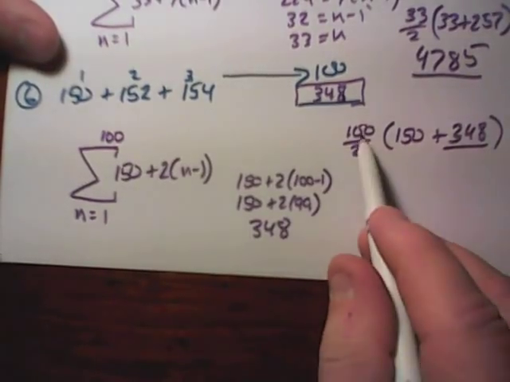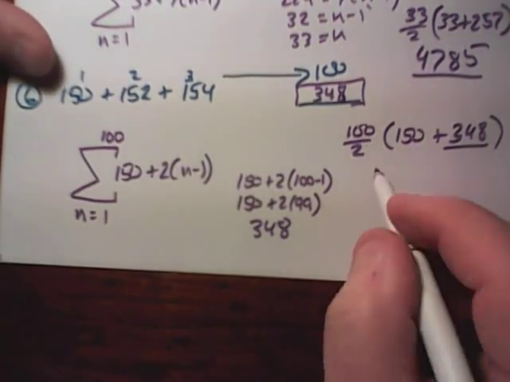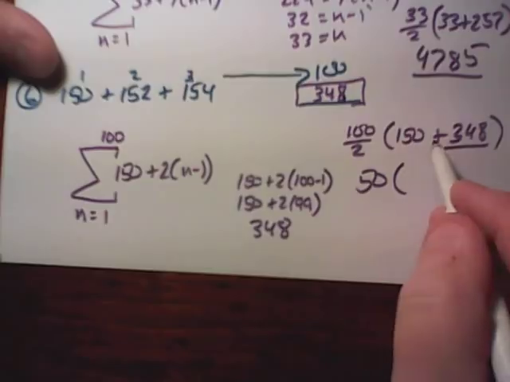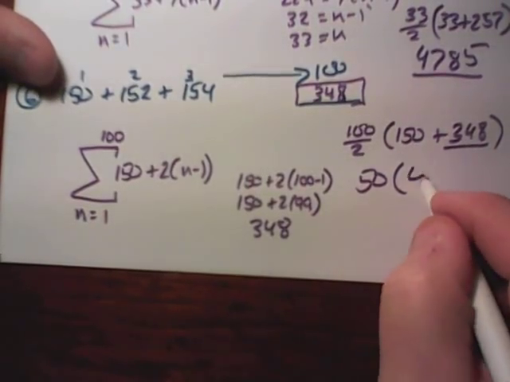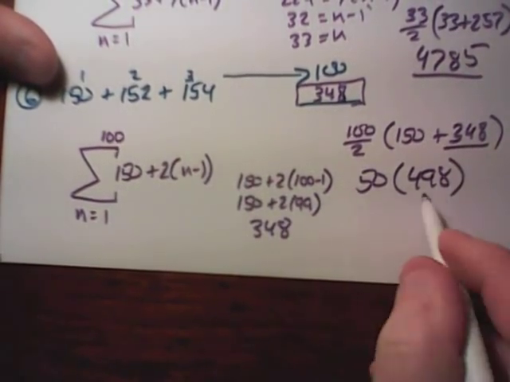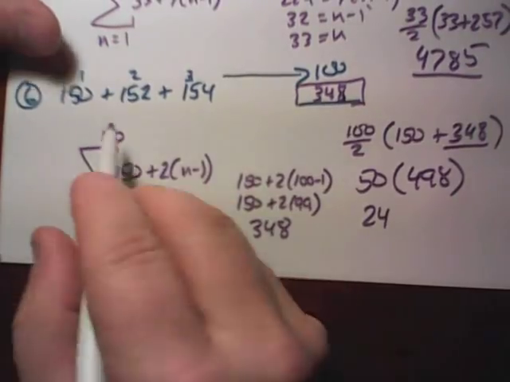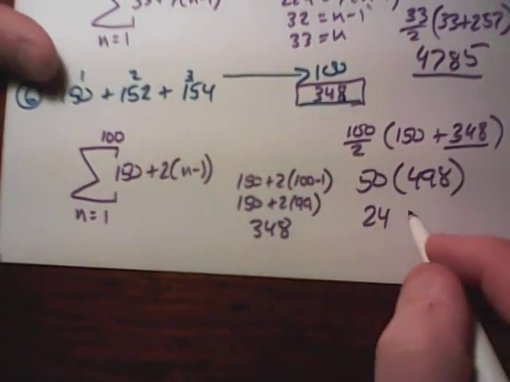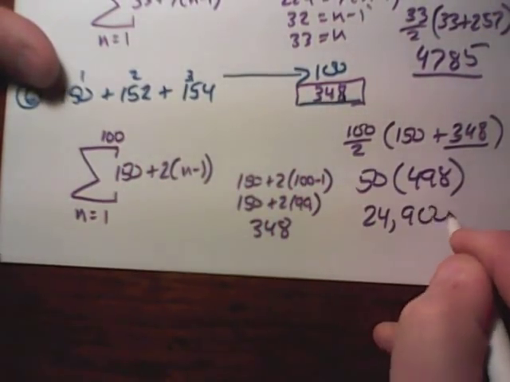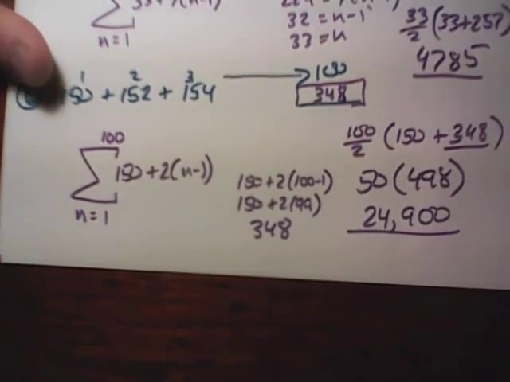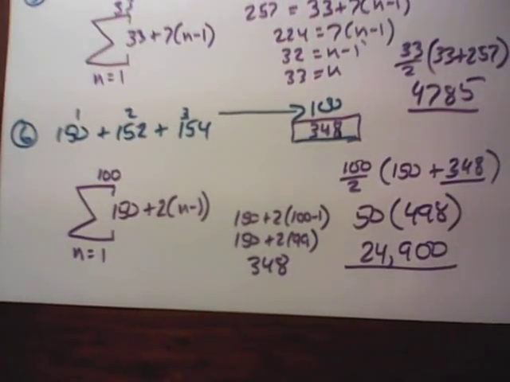And so I can put that in here for my formula. Number of terms is 100 divided by 2. That's 50. 150 plus 348 is 498. And if I multiply those together, the sum of all of these 100 numbers is going to be 24,900.